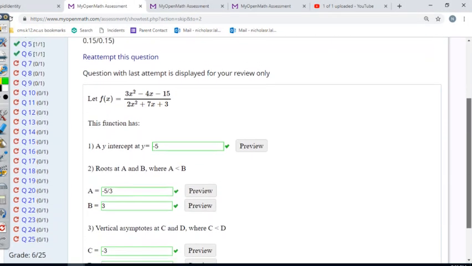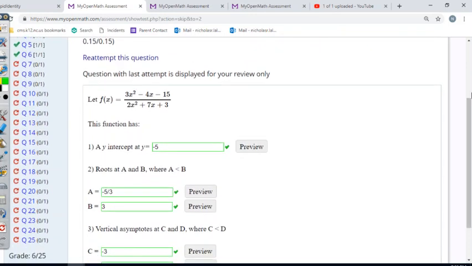The x roots are a and b, where a is less than b. You have a is equal to negative 5/3, b is equal to 3. So how do I find that out? Roots are when the y value is equal to 0. So when the y value is equal to 0, I multiply both sides by 2x squared plus 7x plus 3, but it doesn't matter because it cancels out on the right-hand side, and 0 times anything is 0.